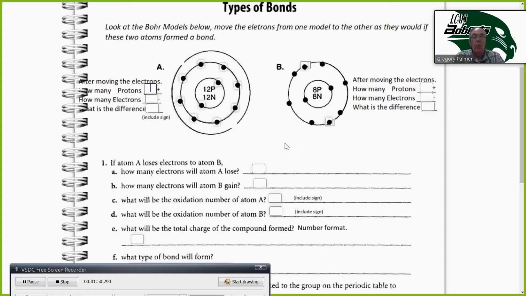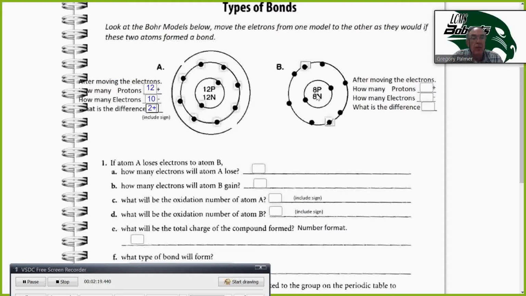Over here, we have 12 protons in the nucleus because that doesn't change. But now, we only have 10 electrons left. 2 on the first energy level, plus 1, 2, 3, 4, 5, 6, 7, 8 on the second energy level. So that's a total of 10. And it says, what is the difference? Well, we have 10 positives and 10 negatives, so our difference is 2 positive.